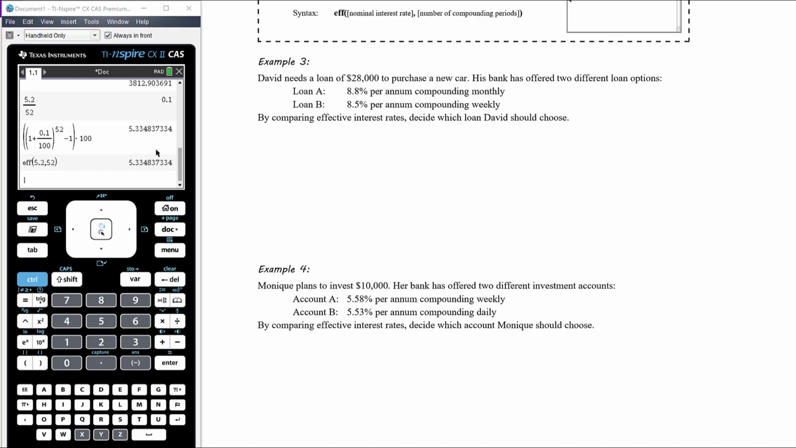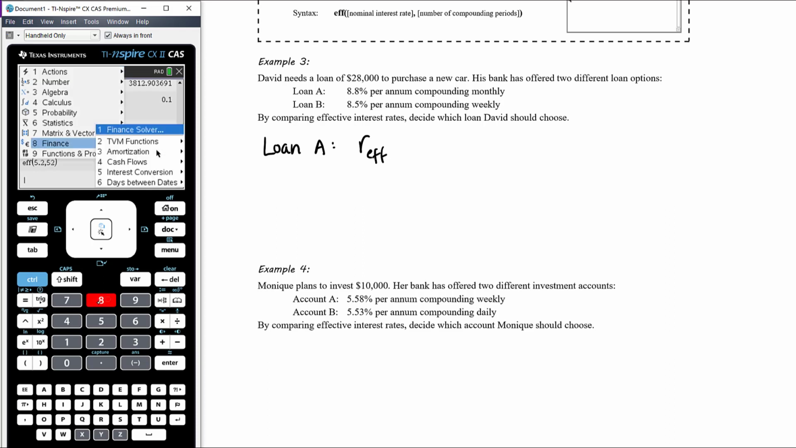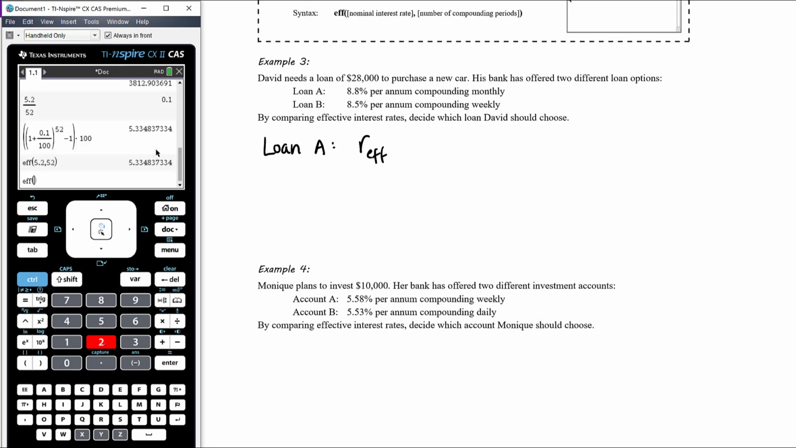We actually don't need to do that. If we just look at what the effective interest rate is for the loan, we can compare the interest rates and decide which is the better option. Okay, so for Loan A, the effective interest rate, so I'm going to use my CAS, so again it was menu, 8 for finance, 5 for interest conversion, and 2 for effective interest rate. So menu 852 is a key press you should become familiar with.